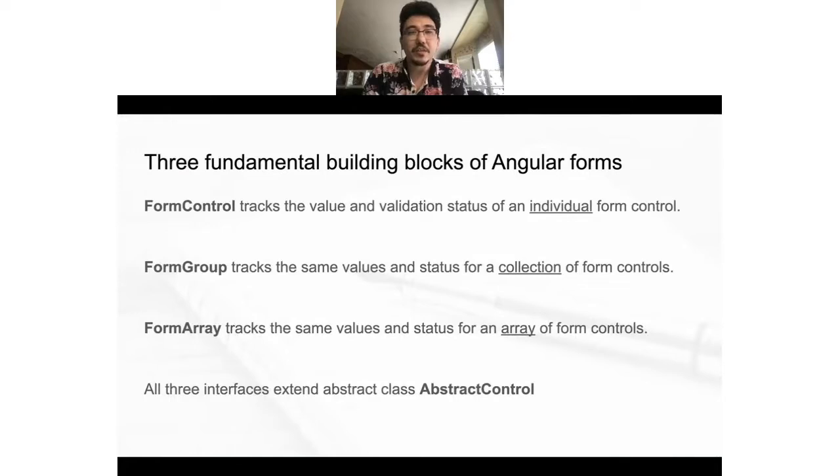Now, to understand Angular forms, you have to understand the three fundamental building blocks. There is the form control, form group, and form array. We talked a bit about form control, but let's also talk about form group, which is a record-like collection of form controls. And we also have a form array, which represents an array of form controls. Side note, each of these interfaces extend the abstract class abstract control, and this will become important later on.